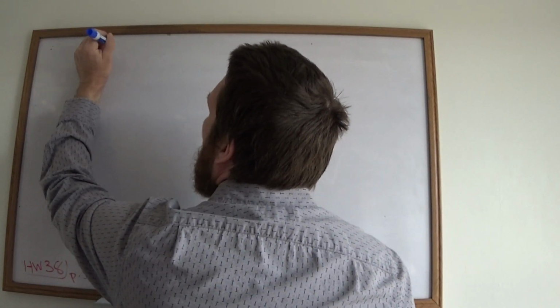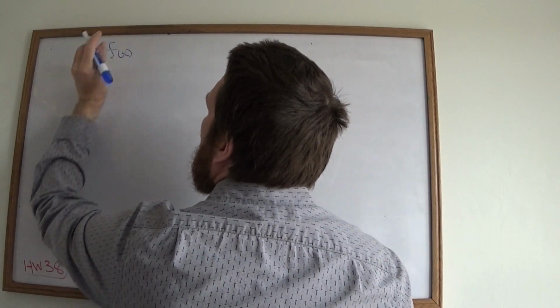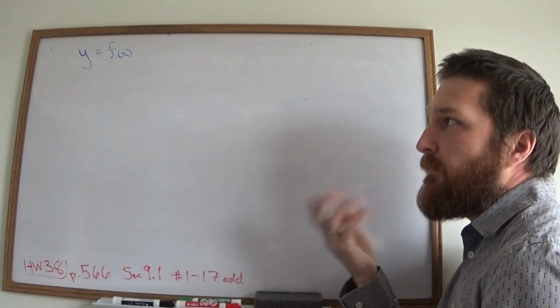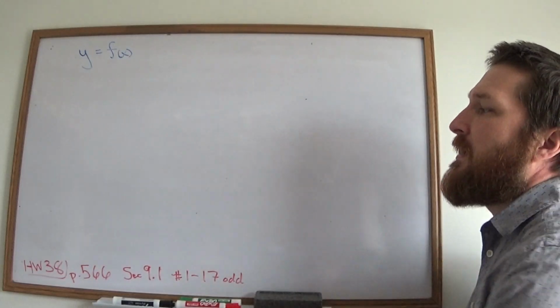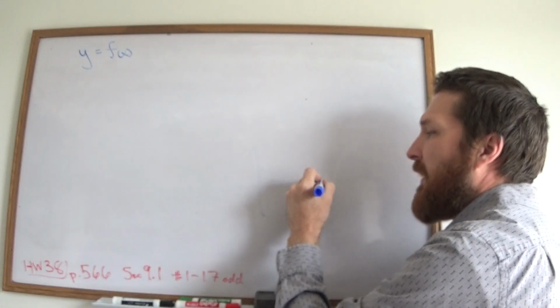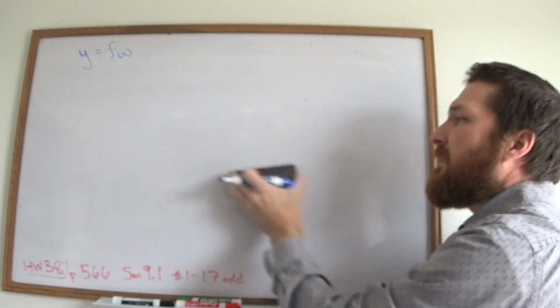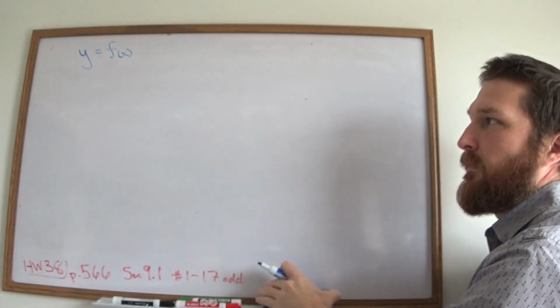y equals f of x. I could write y of x if I want, but we have some function. Inputs are x's, outputs are y's, so this makes us think of the regular old x, y axes and stuff like that. Now, we've talked about the Leibniz notation before.